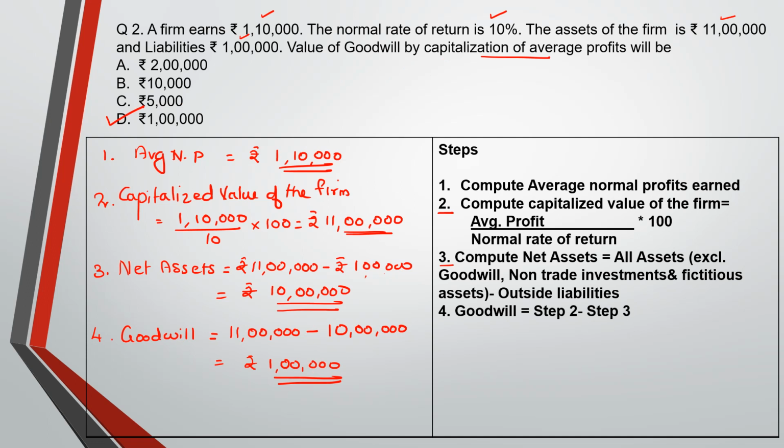So I hope it is clear. Just note down these 4 steps, and from the available information, follow the steps. Through the simple method, you'll be able to calculate without mistake the goodwill by capitalization of average profits.